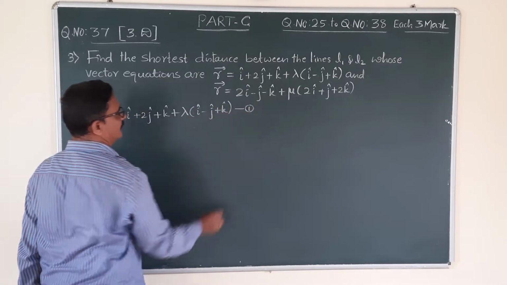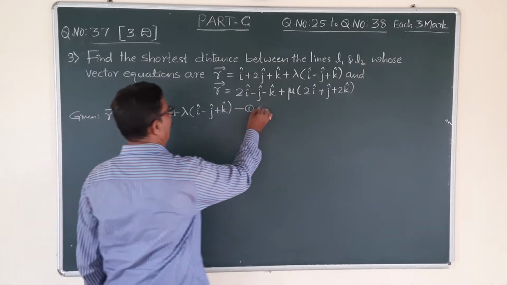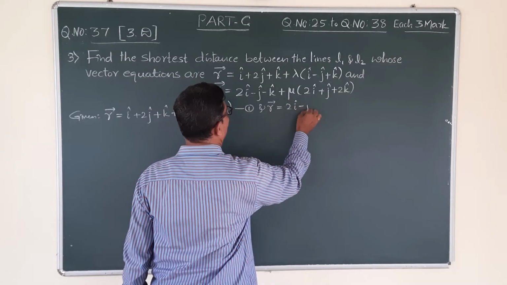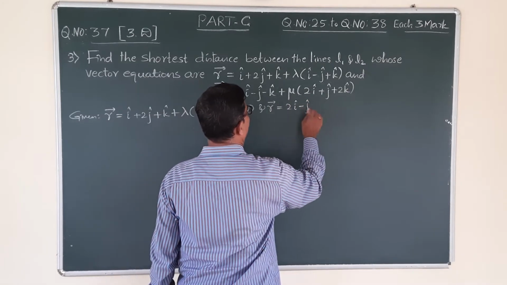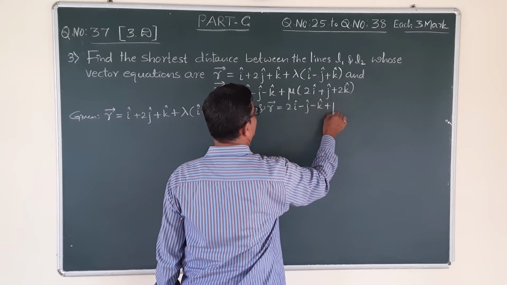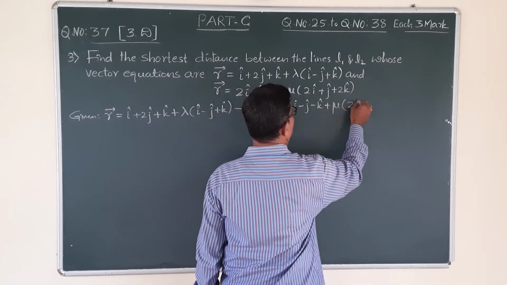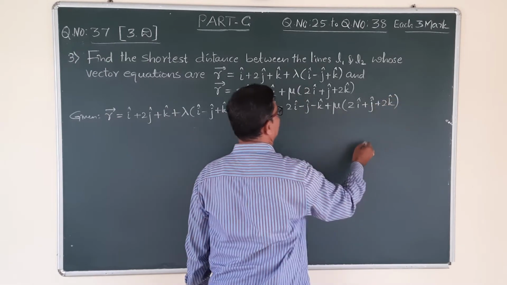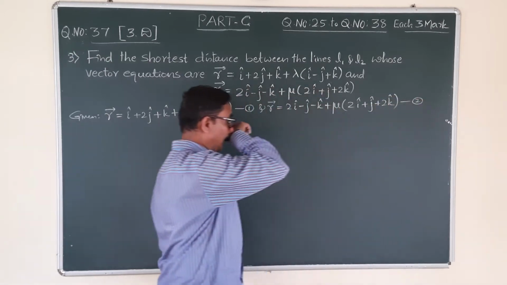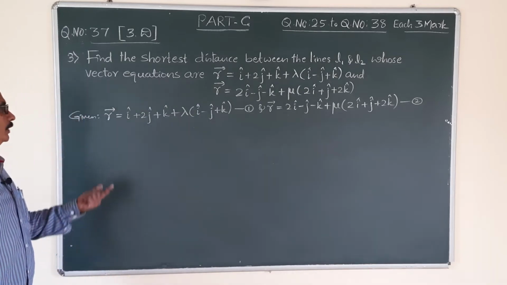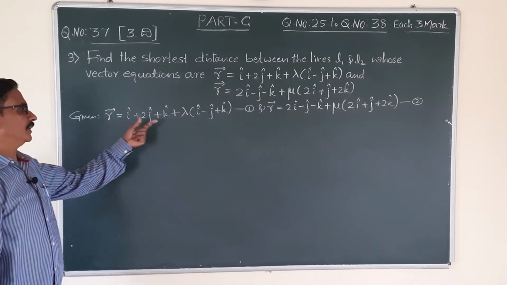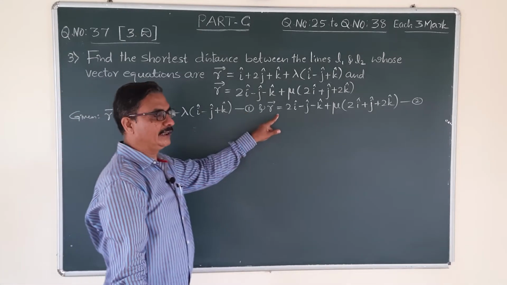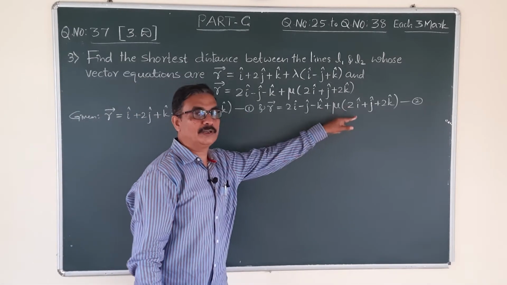This is the first equation, the vector equation of the line. And the second vector equation of the line: r is equal to 2i minus j minus k plus mu into 2i plus j plus 2k. This is the second equation. Find the shortest distance between the two lines. You know the formula. Now here the first equation is in the form r is equal to a1 plus lambda b1. The second equation is r is equal to a2 plus mu b2.